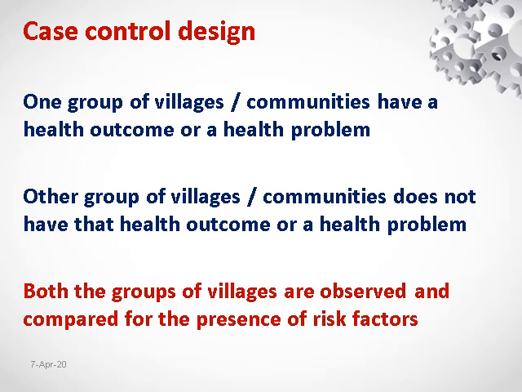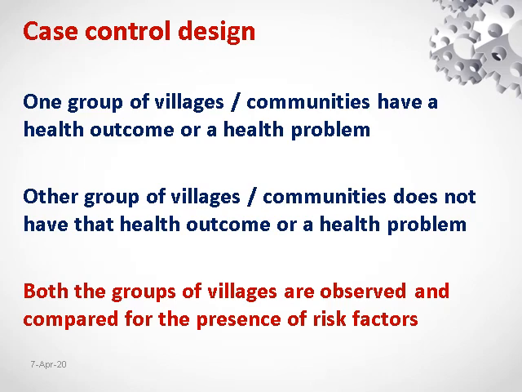So one group will be having a health problem or having a disease. Okay, one group of village or community or patients have a health problem. Other group of village, community or people does not have that health problem. Okay, so cases and controls. Then both the groups of villagers or people are observed and compared for the presence of risk factor.